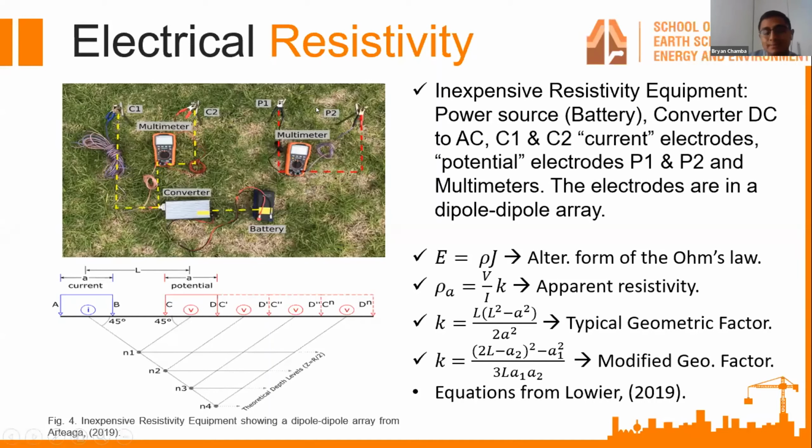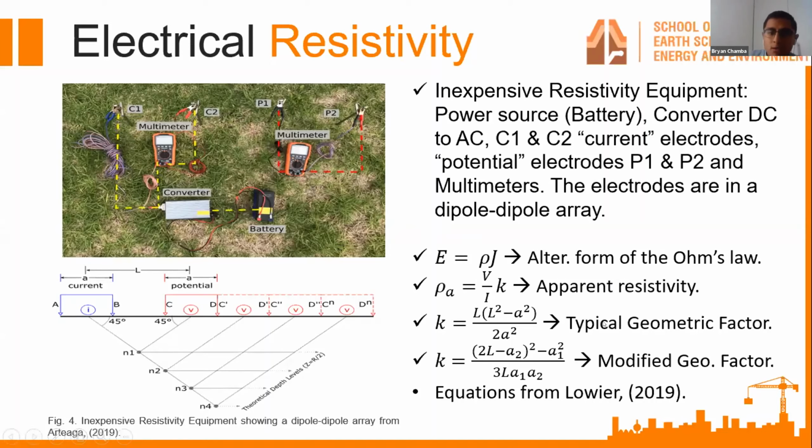So with this information and using this equation, first, the alternative form of Ohm's law, that is, electrical field is equal to resistivity times current density, and then using a mathematical derivation, we could create this equation. That is apparent resistivity. So apparent resistivity is equal to the voltage over the current times a geometric factor.